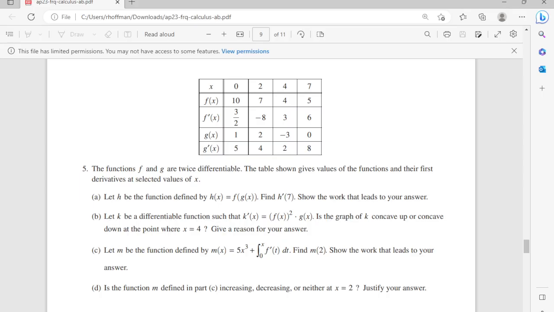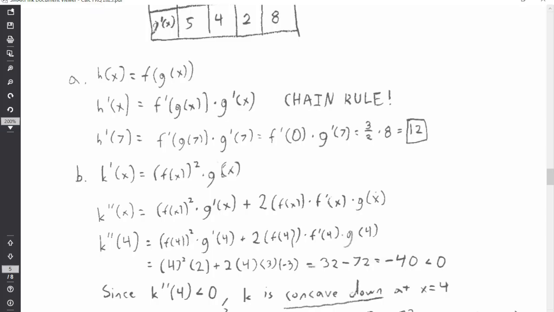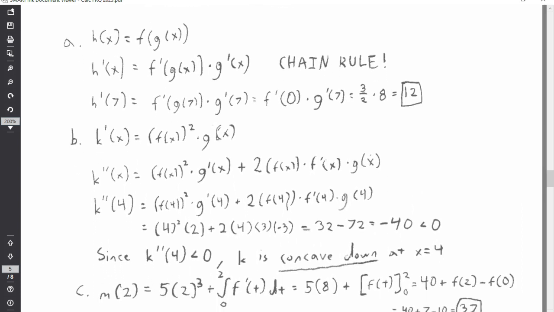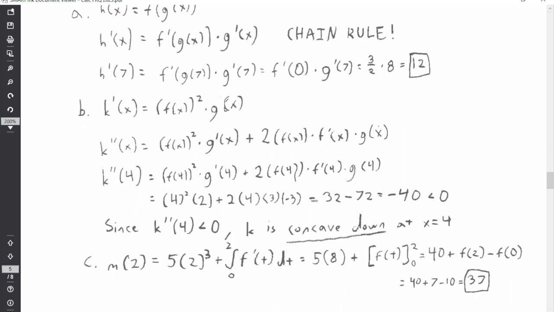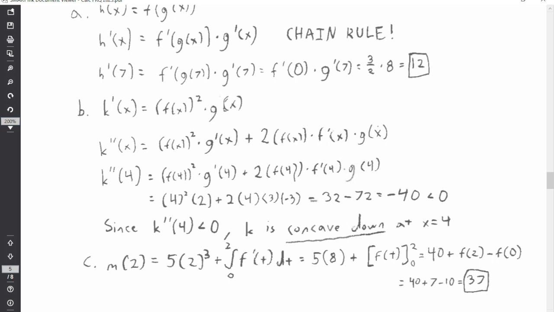Then on part C, m is 5x cubed plus the integral from 0 to x. So find m of 2. Well, m of 2, the integral of f prime is going to be back to the original function. That's the fundamental theorem of calculus. So the antiderivative of f prime is f. Plug in 2 minus plug in 0, and then 5 times 2 cubed. So it'll be 40 plus 7 minus 10. That's f of 2 minus f of 0. Gives us 37 as m of 2.